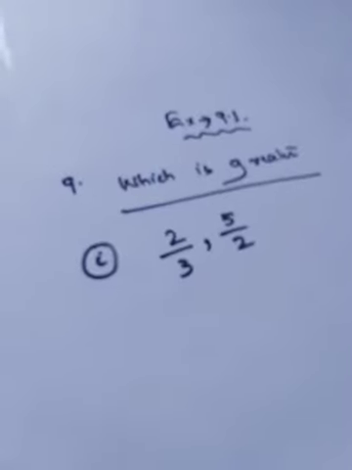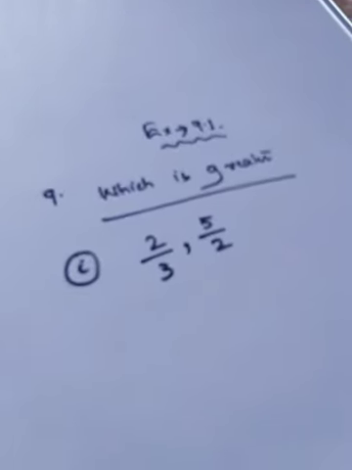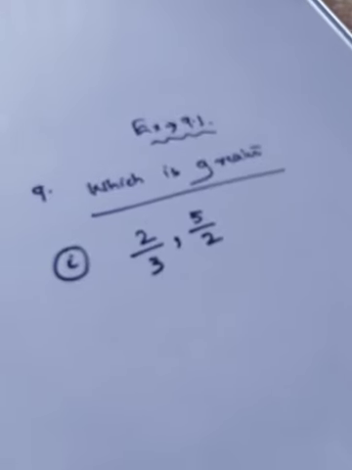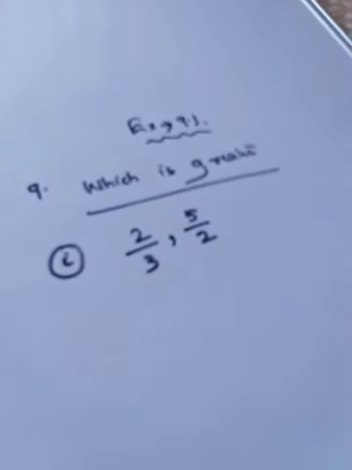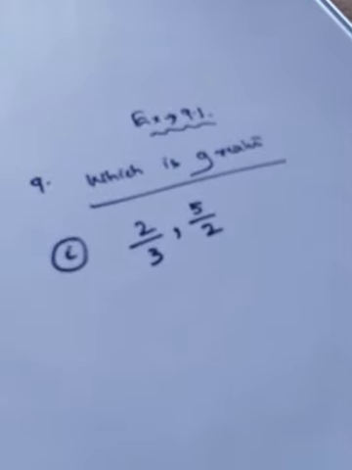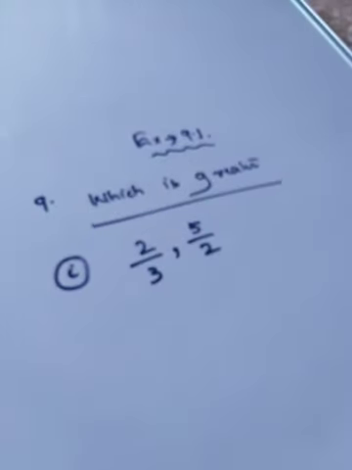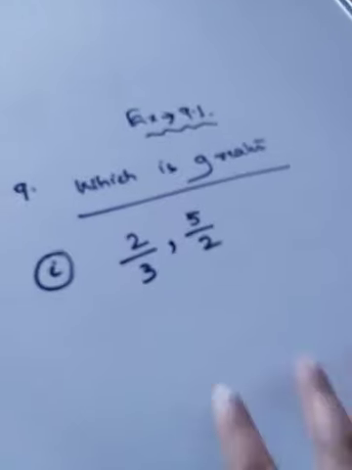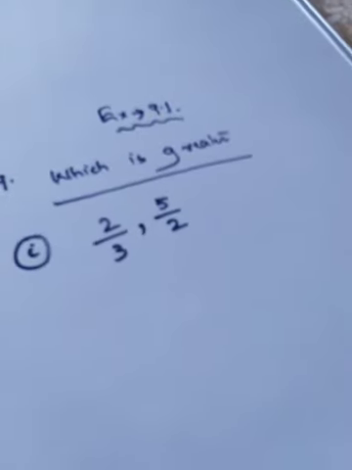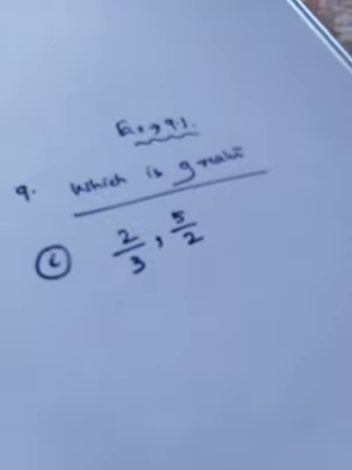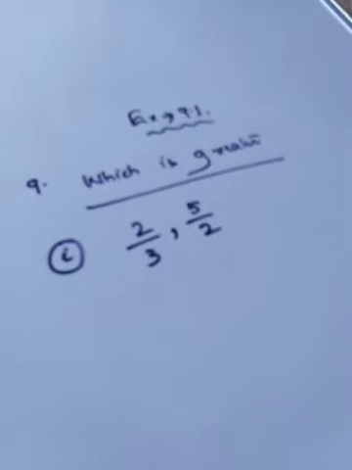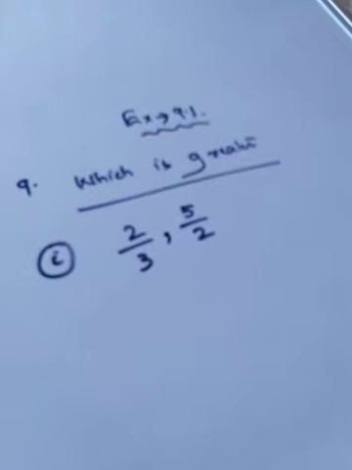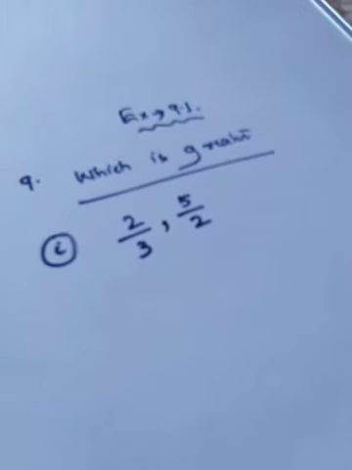In this session, I will explain question number 9 of exercise 9.1. There are altogether 5 questions. I would be explaining the first 3 questions and the last 2 questions would be your homework. Okay? In question number 1, there are 2 rational numbers given, and they have asked which fraction is greater. We'll do it the same way we did question number 8.